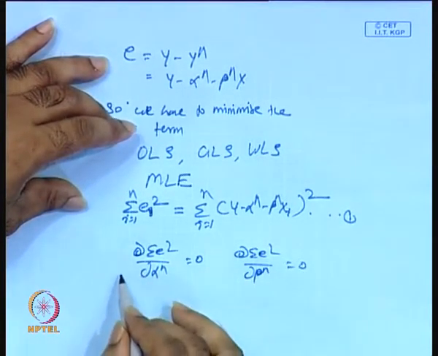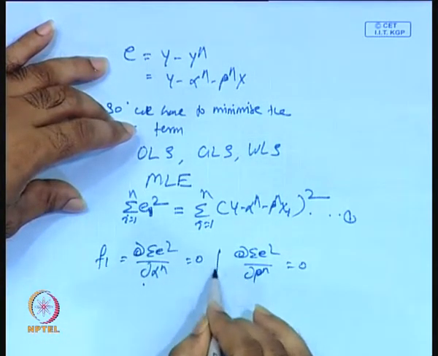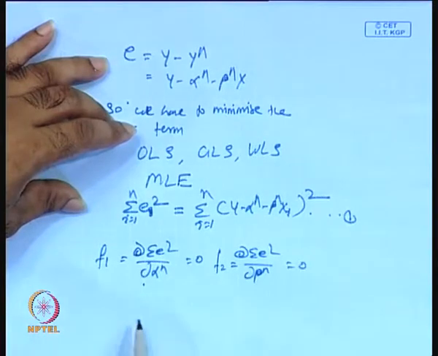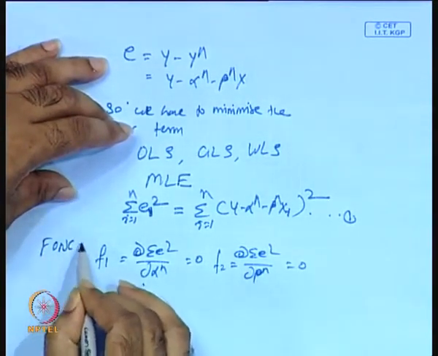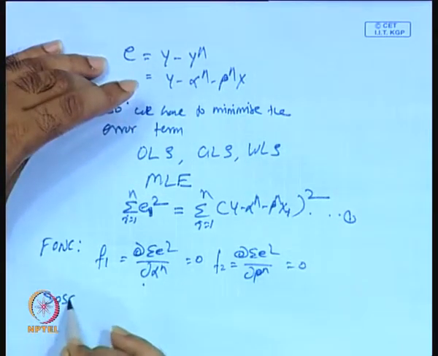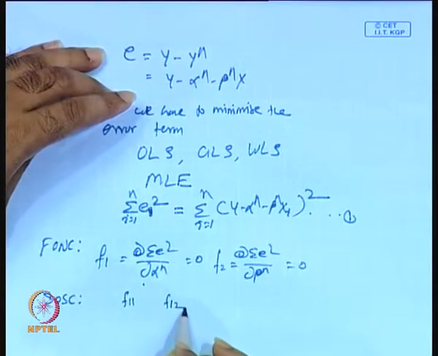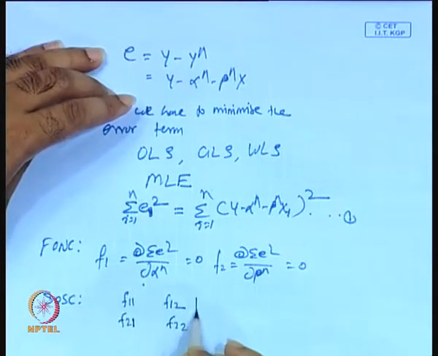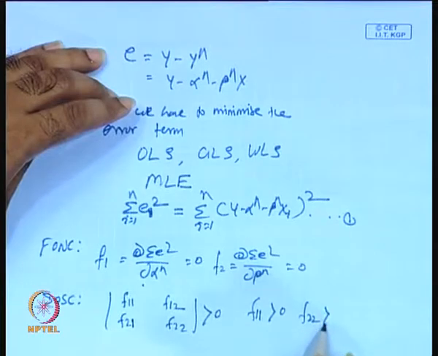Let us call this f 1 and this f 2. This is otherwise known as the first order necessary conditions. The second order sufficient condition is that the matrix f 1 1, f 1 2, f 2 1 and f 2 2 must be greater than 0, with f 1 1 greater than 0 and f 2 2 greater than 0.